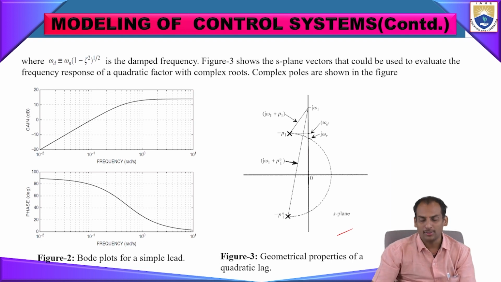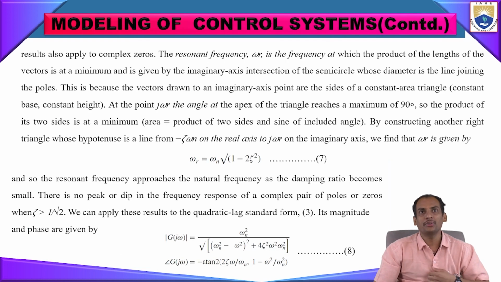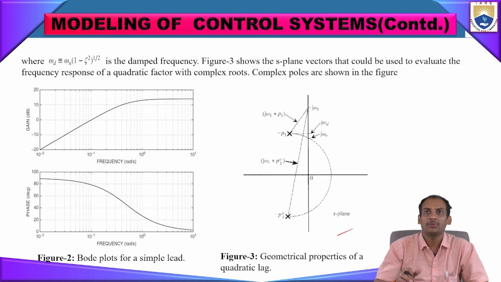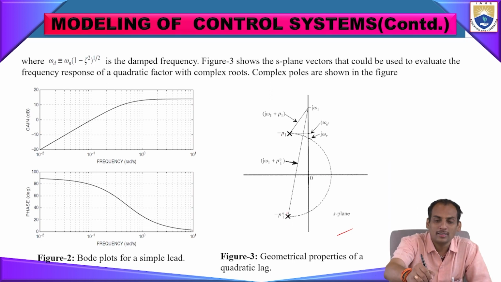So these are all the things. These results also apply to complex zeros. The resonant frequency omega r is the frequency at which the product of the lengths of the vectors will be at a minimum, and it will be given by the imaginary axis intersection of the semicircle with diameter. The diameter is the line joining the poles. So here you see the semicircle, that line joining the poles.